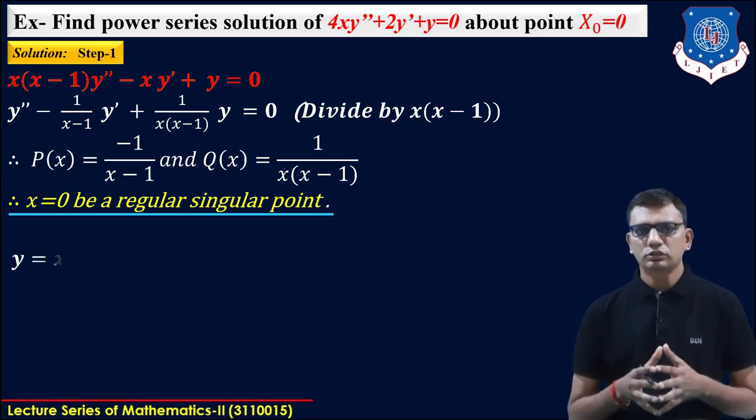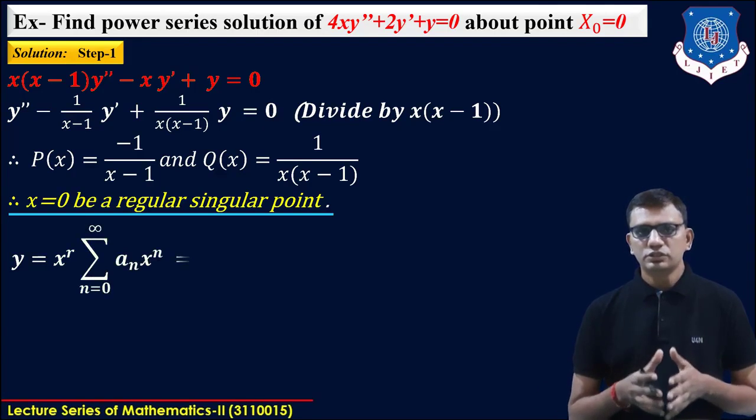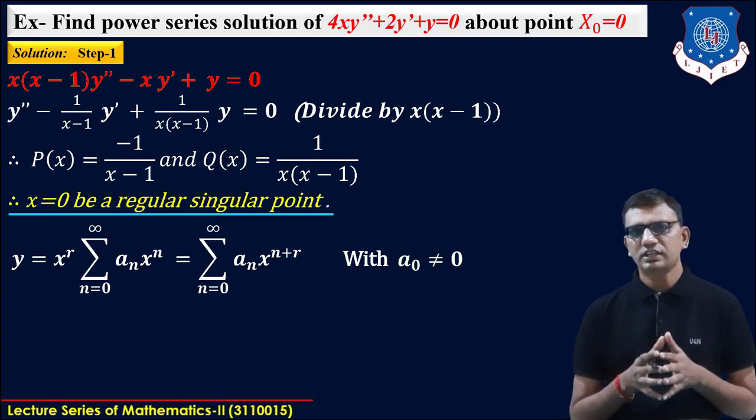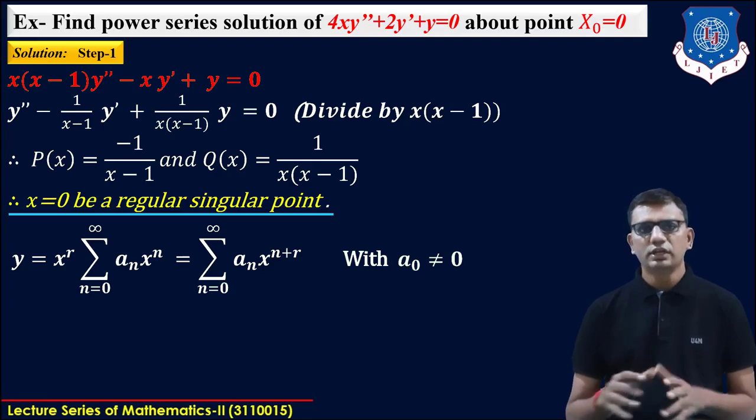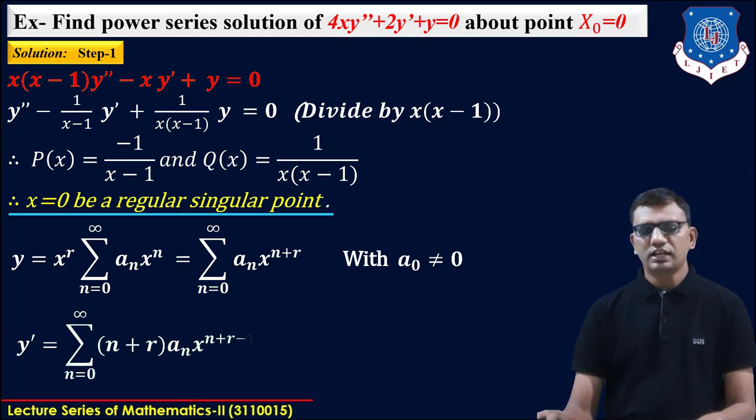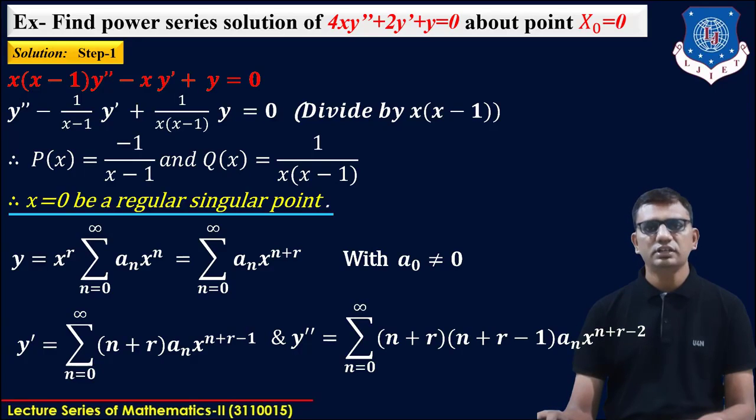Now our power series solution is y = sigma n = 0 to infinity a_n x^(n+r) with a0 not equal to 0. And so y' = sigma n = 0 to infinity (n+r) a_n x^(n+r-1), and y'' = sigma n = 0 to infinity (n+r)(n+r-1) a_n x^(n+r-2).